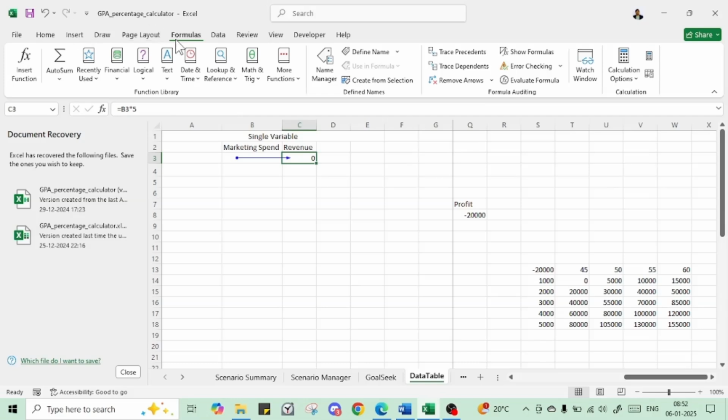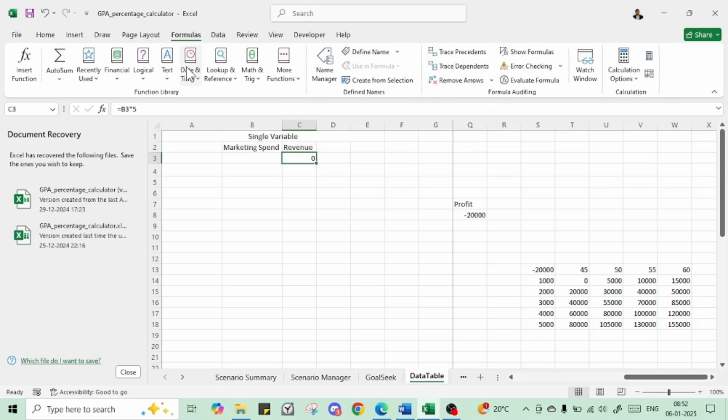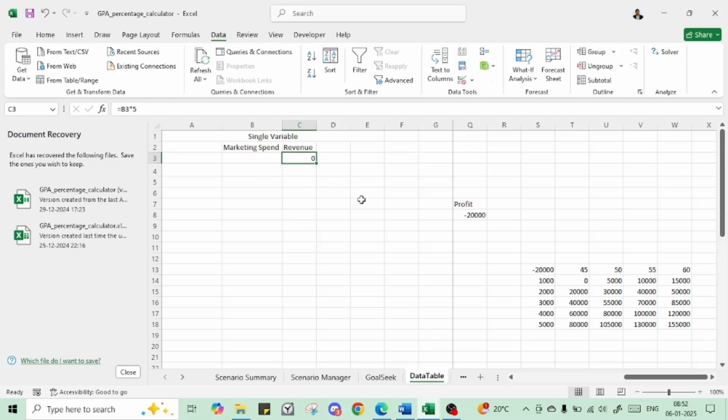So let's get to the data tab. We have understood the question asked. You have to measure it for every $10,000 to $50,000, 10,000 to 50,000, with a variation of $1,000.